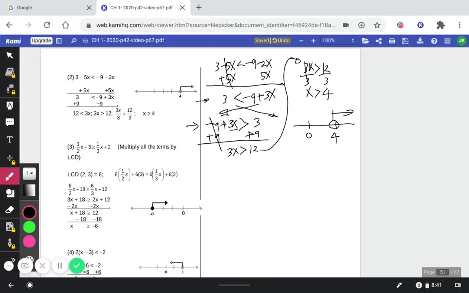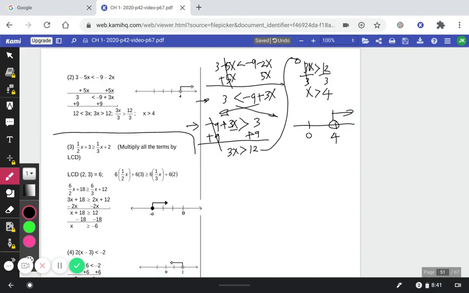Any question on number 2? Now let's do another one that is a little more complicated. Fractional inequality, in this case, rather. So fractional inequality means you have a fraction in both sides with many terms.